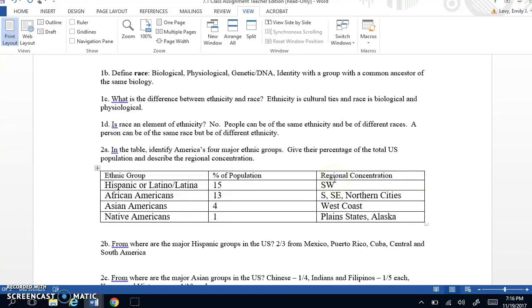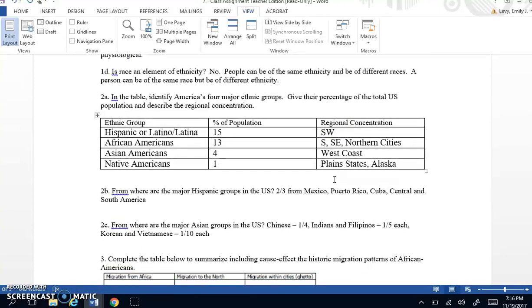And when we look at this question in 1D, which is, is race an element of ethnicity? And keeping in mind, as I'm going over this, this is the assignment that we did in class on 7.1, so please have yours out, making sure that you're reviewing your answers with my own. So again, back to 1D, is race an element of ethnicity? No, race is not an element of ethnicity.